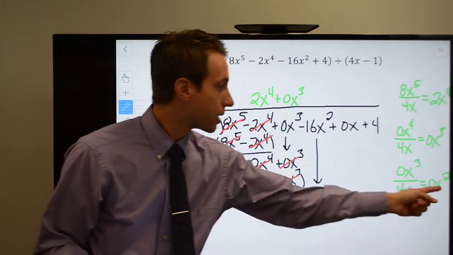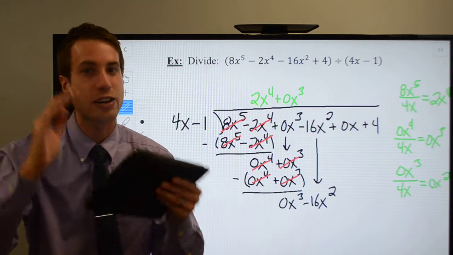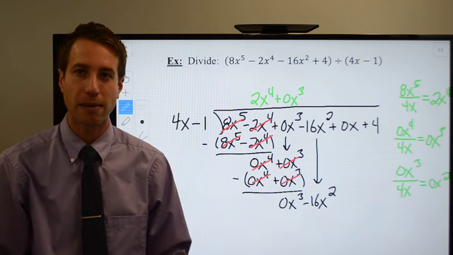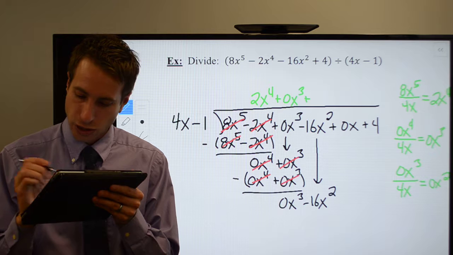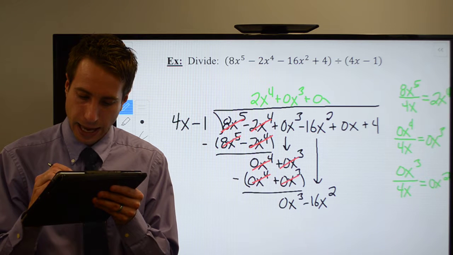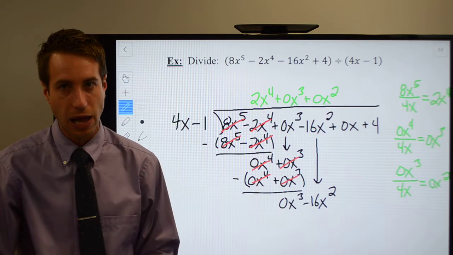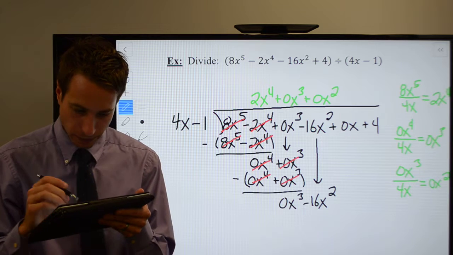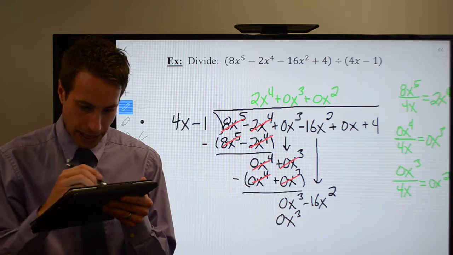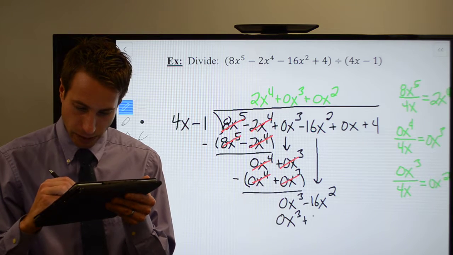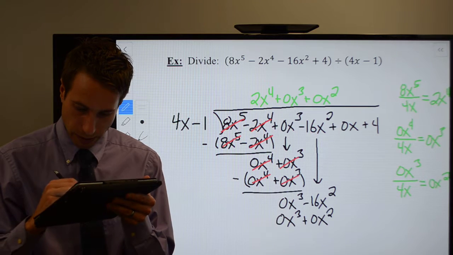So my next term is going to be a 0x squared. Again, I know 0 is not going to wind up being in my final answer, but I need it as that placeholder just to help me keep my algebraic division all lined up. 0x cubed and 0x squared.